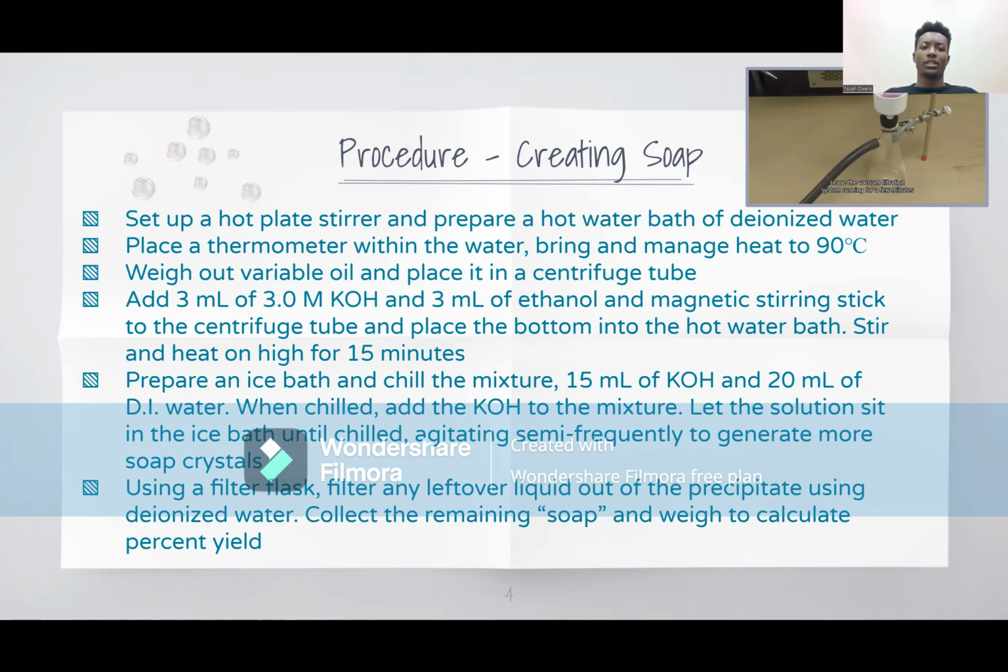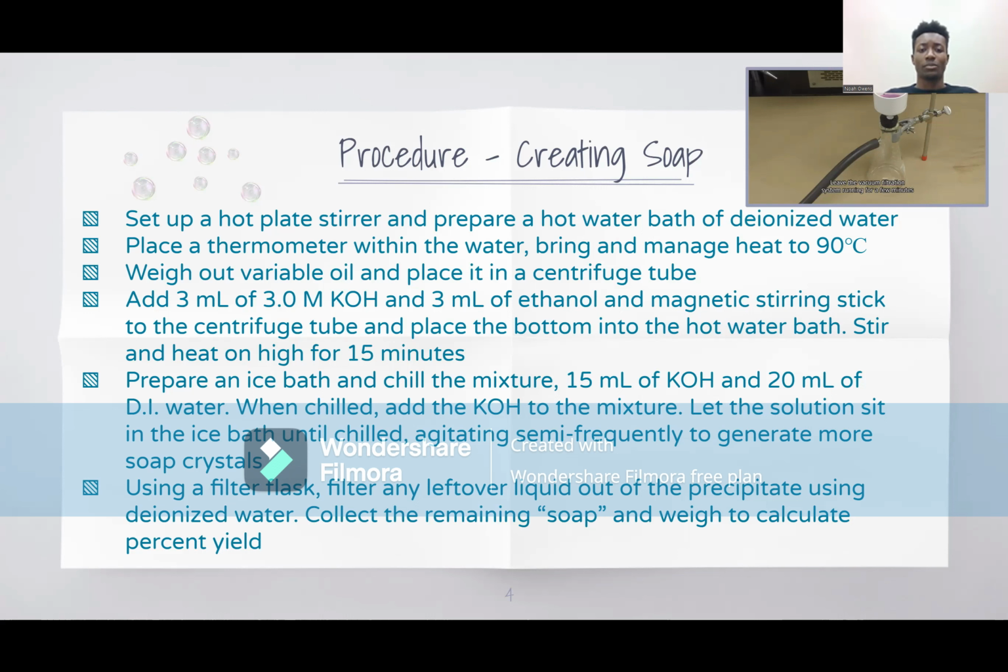For our procedure in creating the soap, we set up a hot plate stirrer and prepared a hot water bath of deionized water. Then we placed a thermometer within the water and brought and managed the heat to 90 degrees Celsius. We weighed out our variable oils and placed them into a centrifuge tube. Then we added 3 milliliters of 3.0 molar KOH and 3 milliliters of ethanol, as well as a magnetic stirring stick into the centrifuge tube. Then we placed the bottom of the centrifuge tube into the hot water bath, making sure that it didn't touch the sides or the bottom of our bath. Then we stirred and heated it on high for 15 minutes.